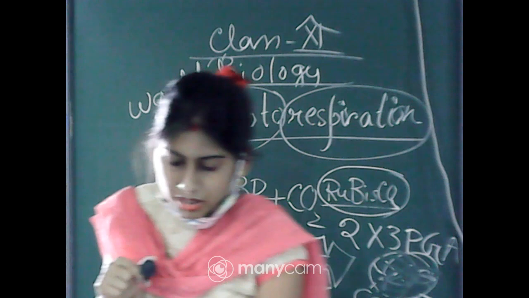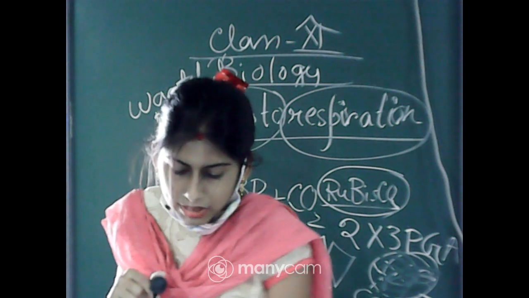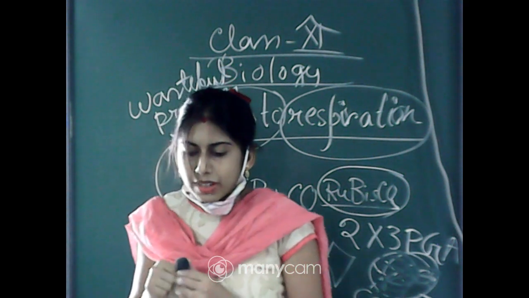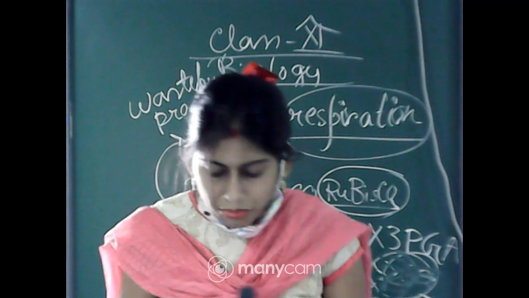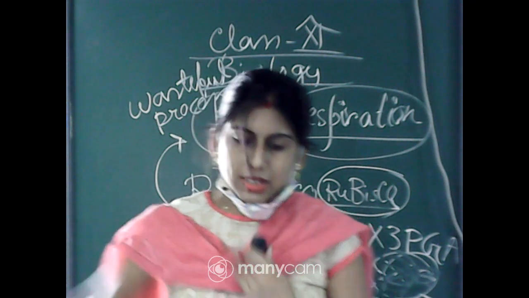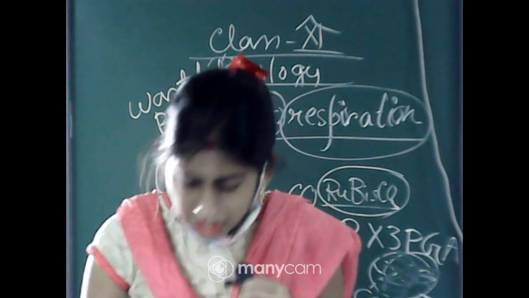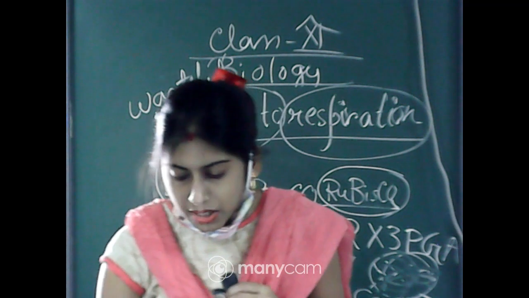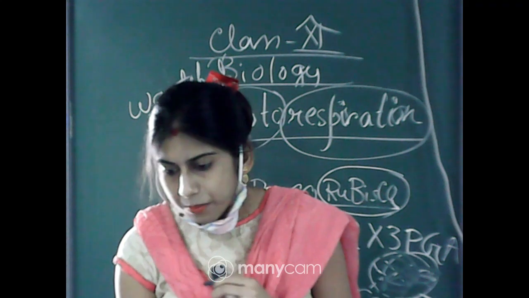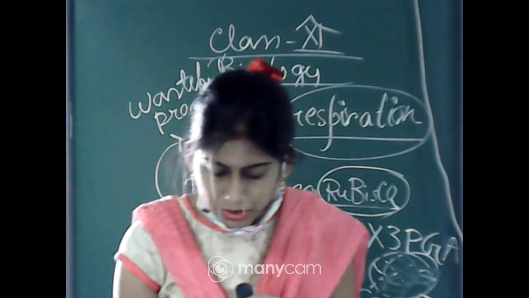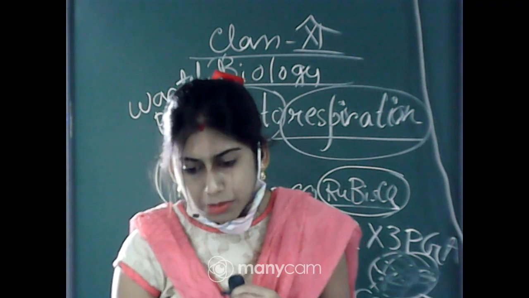Now I have given you homework: you have to fill in that table. Only the factors affecting photosynthesis part is left. One day will be required for completing this chapter, and after this chapter we will move to human physiology. Is everyone clear up to that portion?